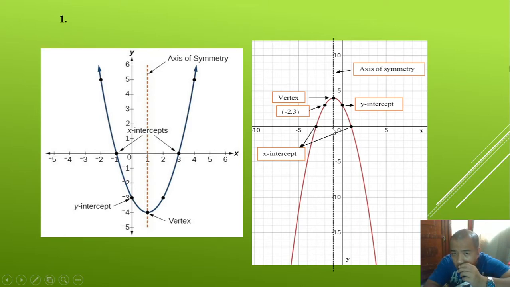Okay. 1, 2, 3, 4, yes. (-1, 4) is the vertex of the parabola. The y-intercept is at 3. And we have here two x-intercepts, -5 and +1. Right. And the axis of symmetry is x equals -1. So these are the properties of a parabola or quadratic functions.